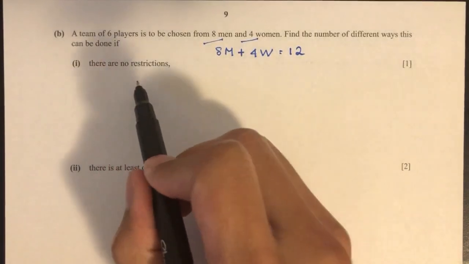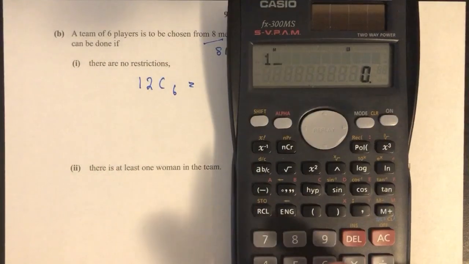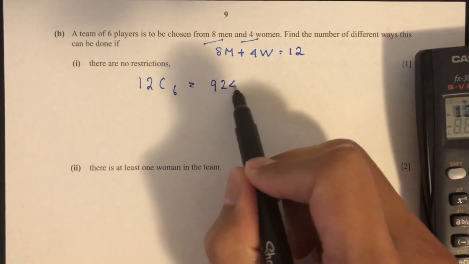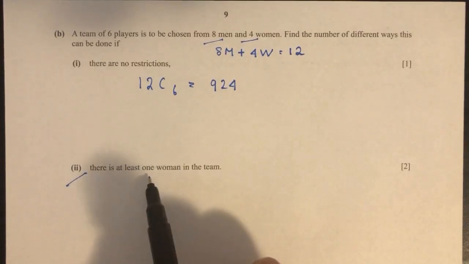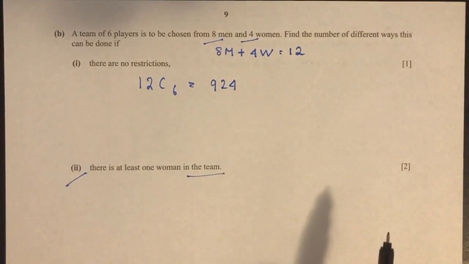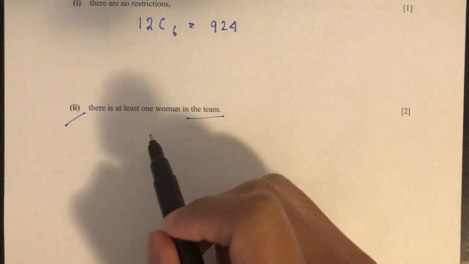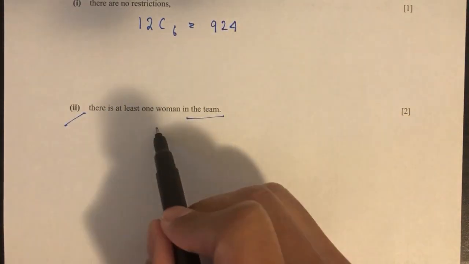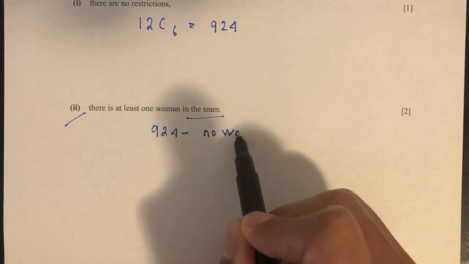So we have to choose 6. 12 choose 6 people. So 12 choose 6, that should give me 924 ways. Now for part 2, if there's at least 1 woman in the team. At least 1 woman. So what we can do is take the number of ways, which is 924, minus no women in the team.